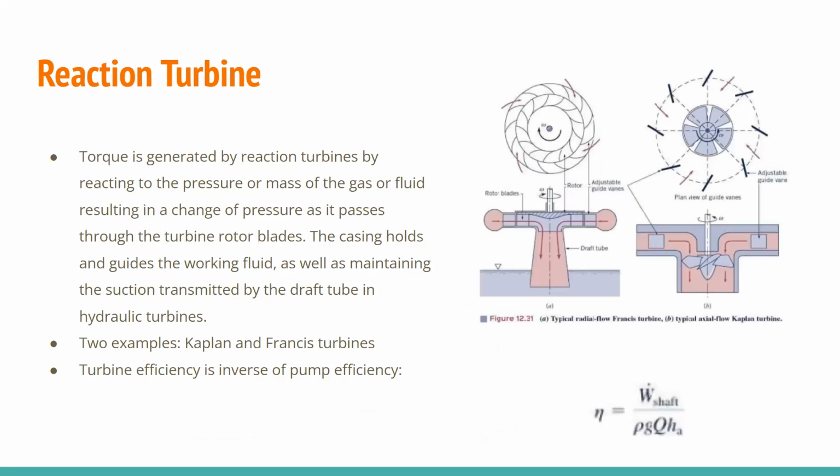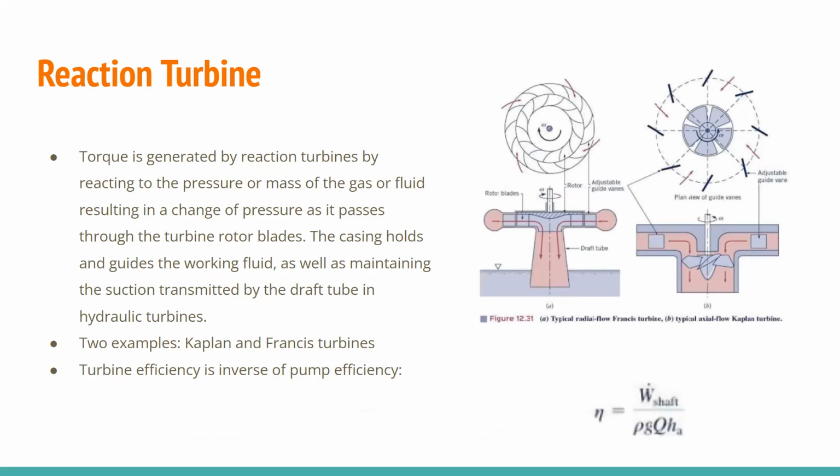And then finally, the reaction turbine, which basically has torque generated by reaction, by reacting to the pressure or mass of the gas or fluid, resulting in a change of pressure as it passes through the turbine rotor blades. The casing holds and guides the working fluid, as well as maintaining the suction transmitted by the draft tube and the hydraulic turbines. Therefore, the static pressure reduces across both the fixed and the moving blades.